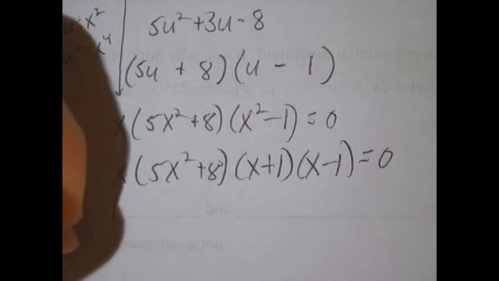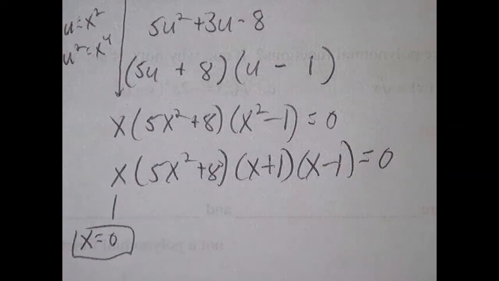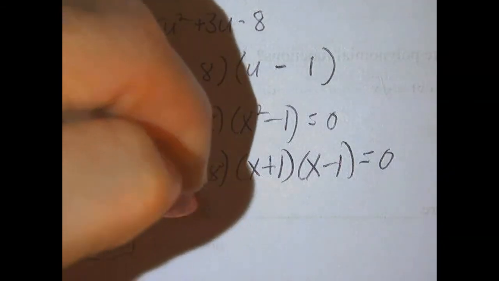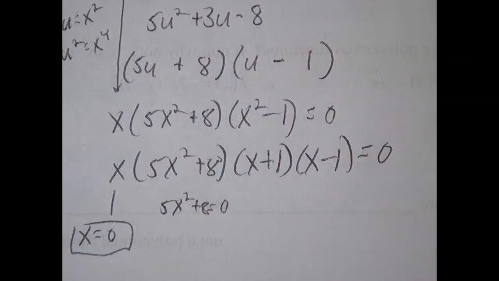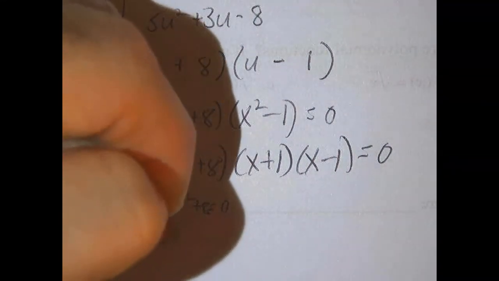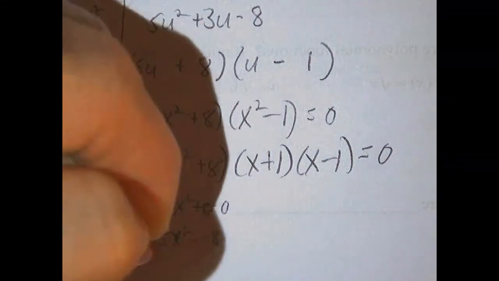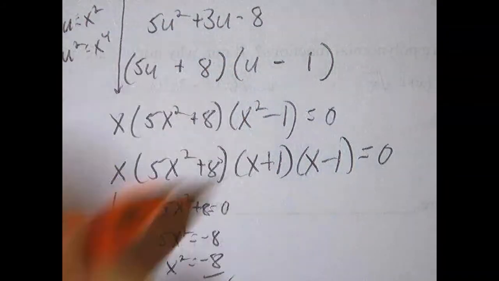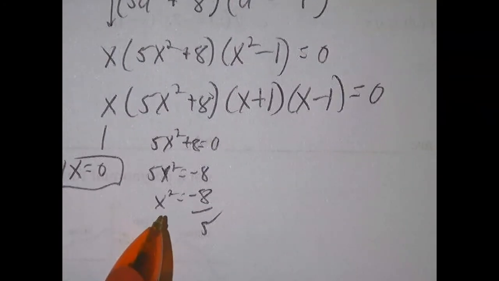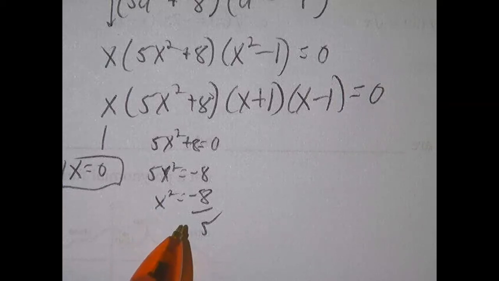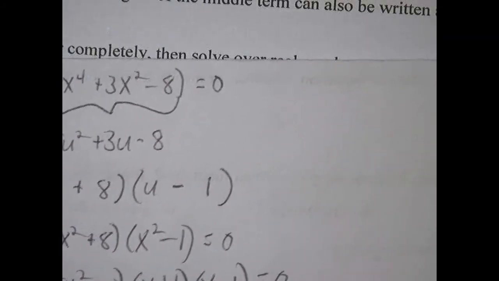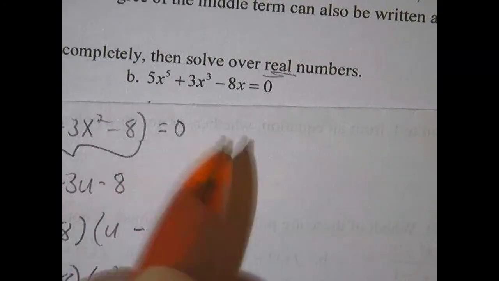This one is going to give me x equals 0. That's one of my solutions. This one, if I go 5x squared plus 8 equals 0, and I try to solve that, I get 5x squared equals negative 8. X squared is equal to a negative number, which means I'm not going to get any real solutions out of that. Now it's important at this point that you look at the directions and see, do you want the complex solutions or just the real solutions? In the directions, it says only the real numbers.